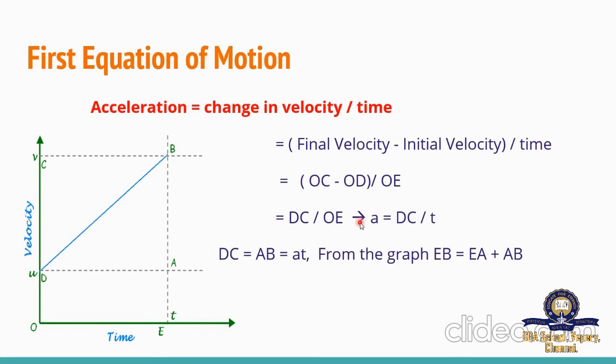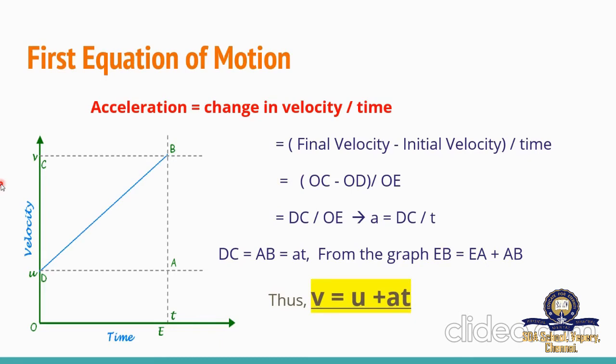And from the graph, EB is equal to EA plus AB. EA plus AB gives EB. Right? So when you substitute the values, we know that AB is equal to AT. So when you substitute it, you will get the first equation of motion, which is nothing but v is equal to u plus at.